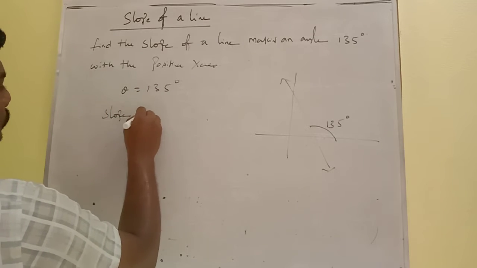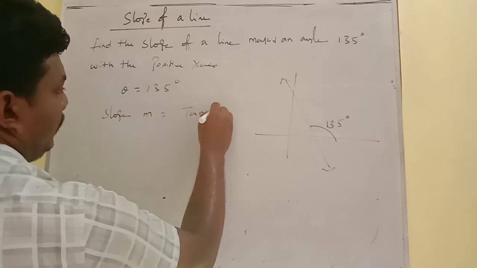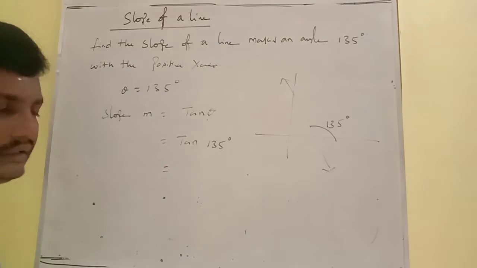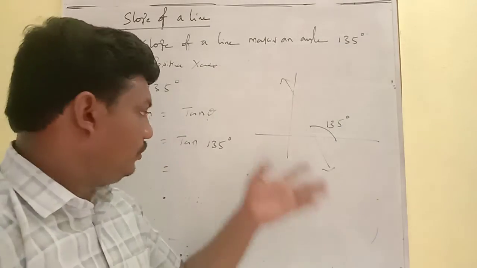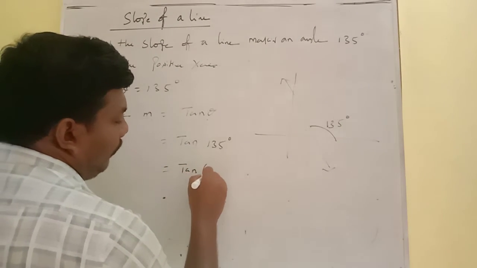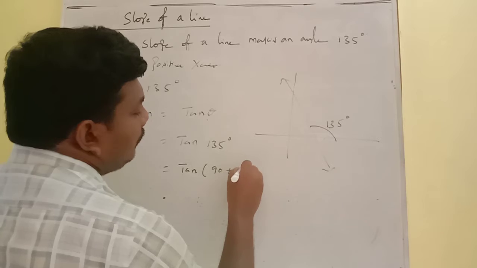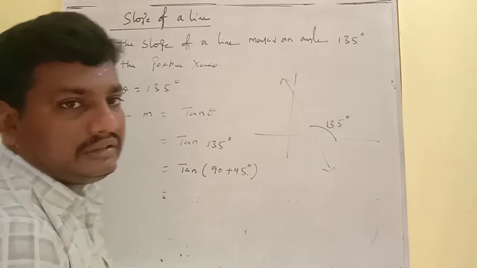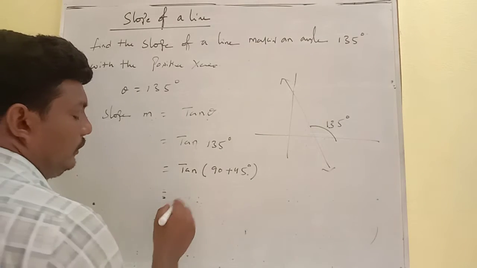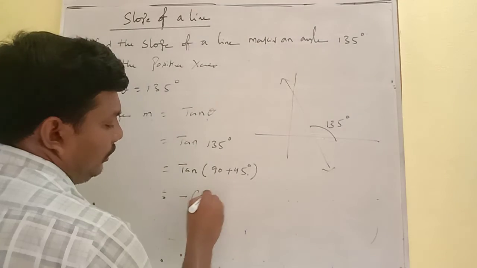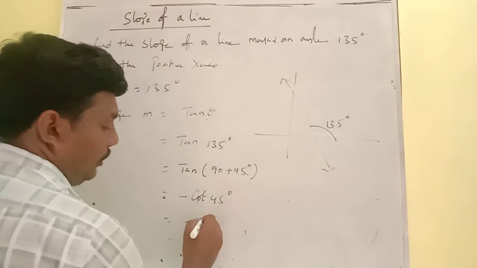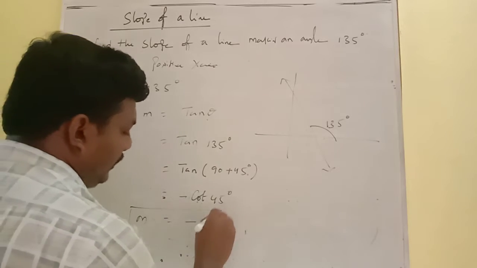The slope of a line m is equal to tan theta. So this is tan 135 degrees. What is tan 135 degrees? We don't know it directly, so I have taken tan of 90 plus 45 degrees. Tan of 90 plus theta comes under the second quadrant, so tan will be minus. This is minus cot 45 degrees, which is minus 1. The slope is equal to minus 1.